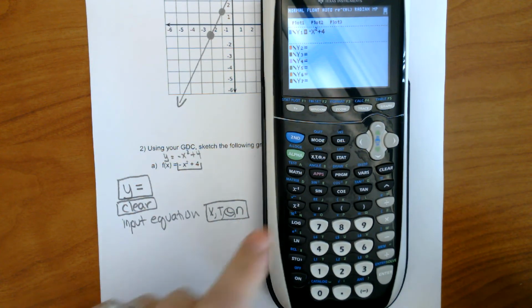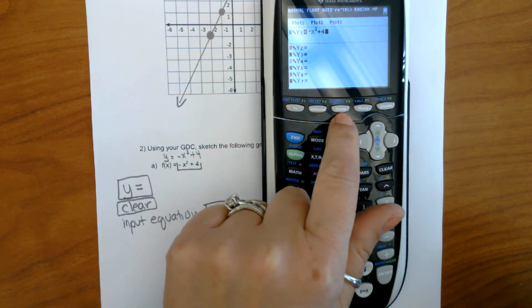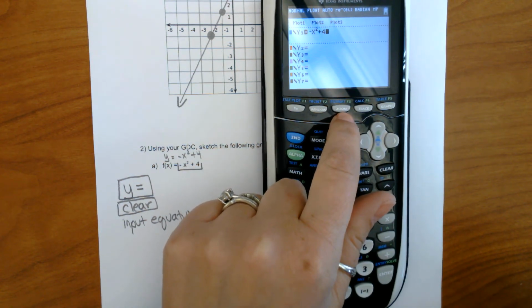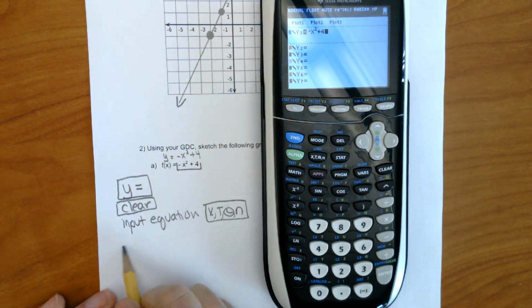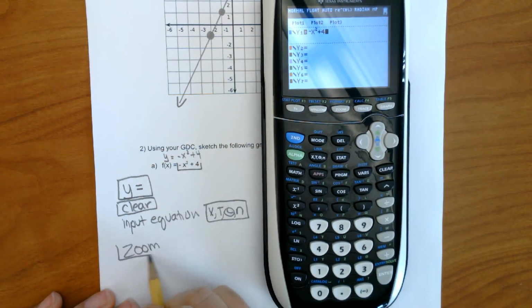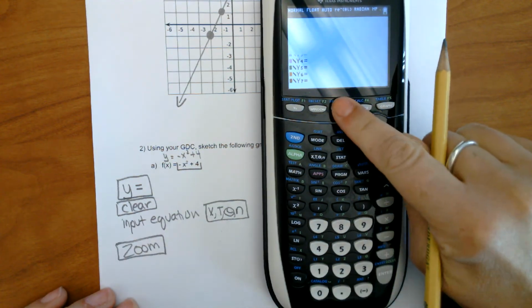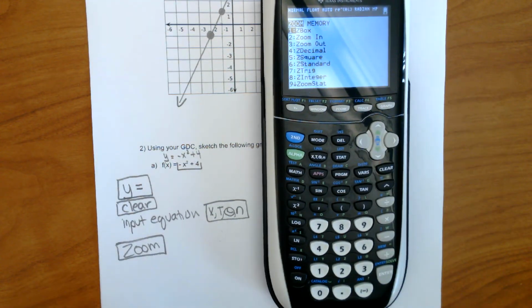And what I'm going to teach you to use is the zoom feature. And no, I'm not talking about having a meeting. I'm talking about zooming in on where our graph is. Here is our zoom button. So after you press your equation, what we're going to do is go to zoom. So press your zoom button.